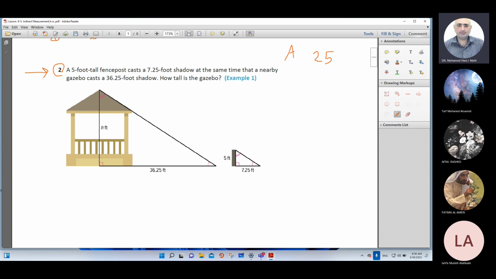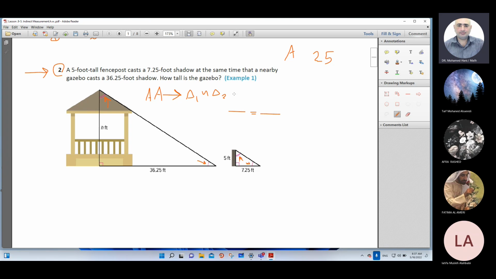So why similar? Because as you see this angle here is congruent with this angle here. And this angle here is congruent with this angle here. And here we have a right angle and here a right angle. So we can use the case AA. So the two triangles, triangle 1 is similar with triangle 2. So we can write a proportion.